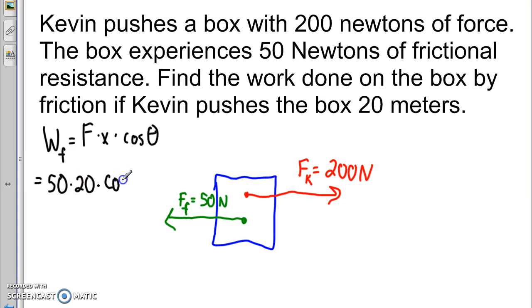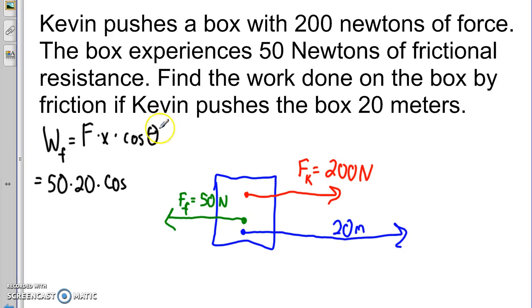times cosine of theta. Now let's talk about what theta is. Oops, I forgot to draw one of the vectors on here, so it's a good thing I stopped here. We forgot the displacement vector. Again, these are force vectors, but we can draw a displacement vector as well. And we know that the box gets pushed 20 meters, so let me go this way, and it'd be like 20 meters. Now we have our displacement vector here, 20 meters.